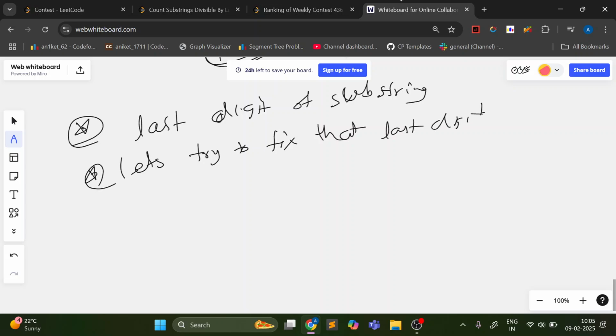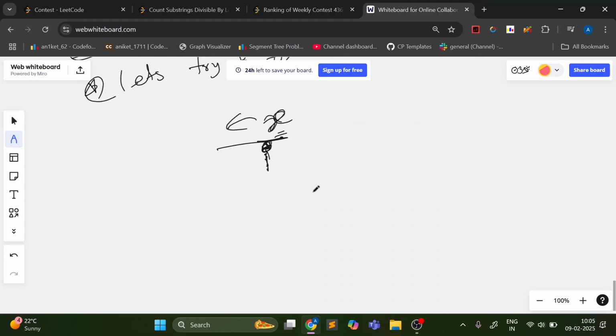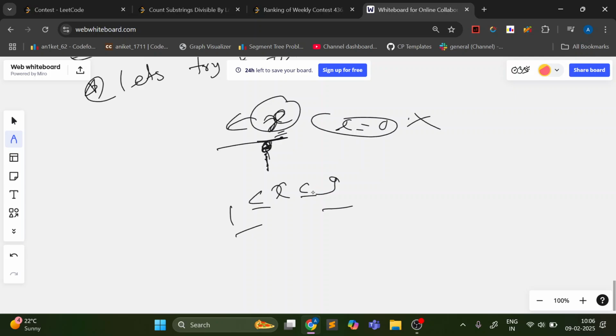Fixing it means, let's say I'm at index I and its last digit is X. Now, how many substrings are there which are ending at index I, not X, because there can be another X at index I plus J. So we just need to check how many substrings are there which are ending at index I and they are divisible by X. Now X can be 1 to 9. When X is 0 we are just ignoring it, so don't consider it.